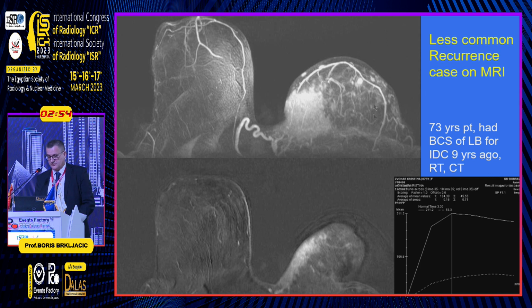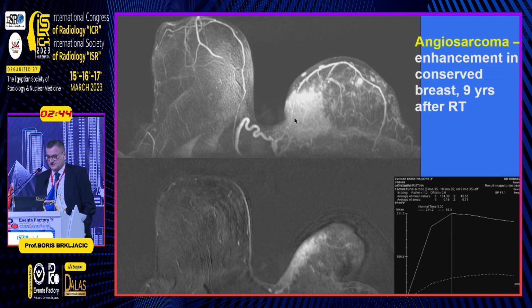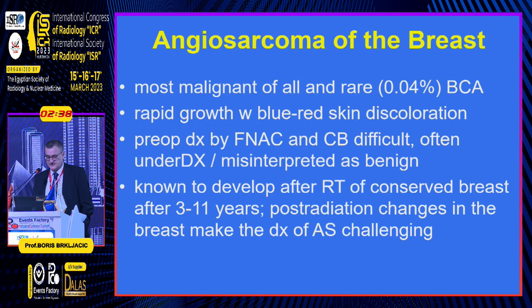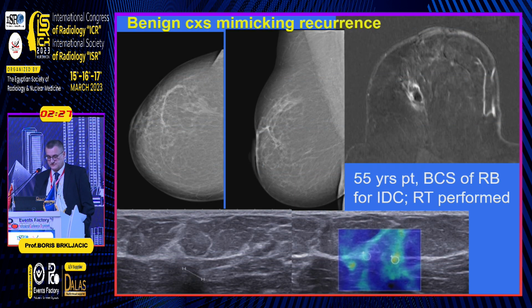This is an example of a less common case of recurrence in a 73-year-old lady who had breast cancer 8 years ago and underwent radiotherapy, and now she has angiosarcoma with this huge enhancement in the conserved breast. It's very rare, but it can happen. This is the most malignant of all tumors, which is known to develop 3 to 11 years after radiation and may be a direct consequence of radiation.